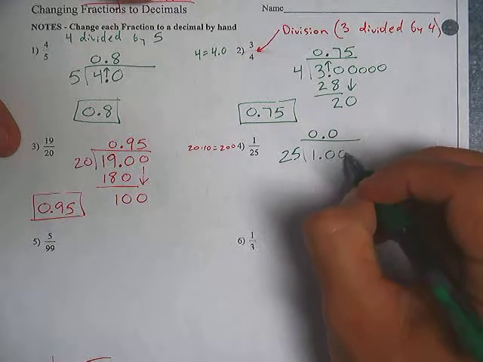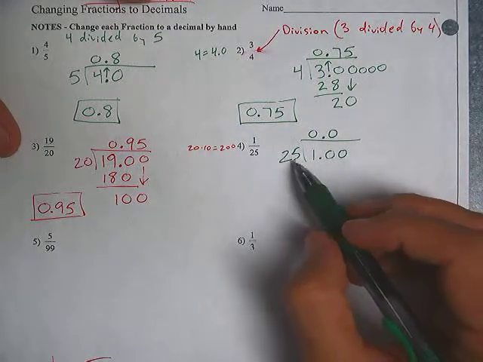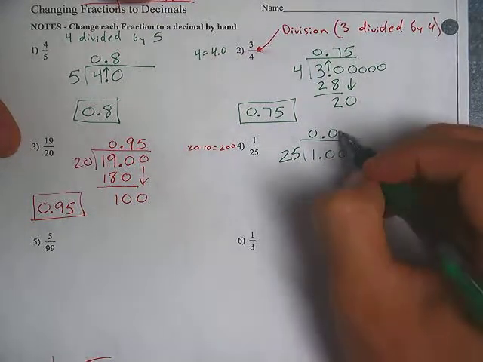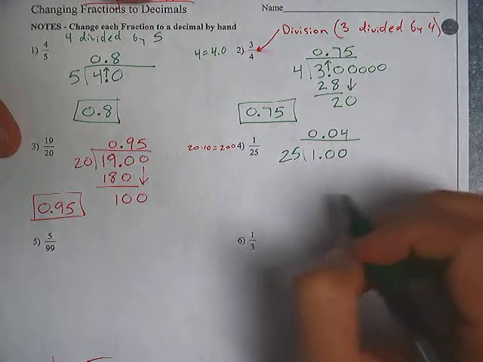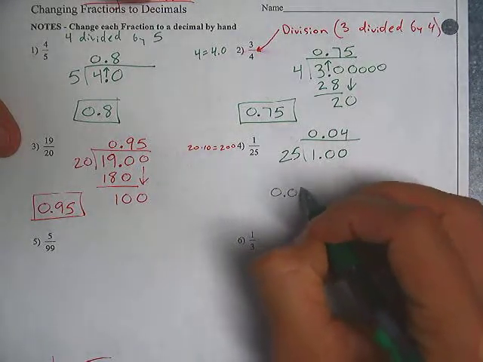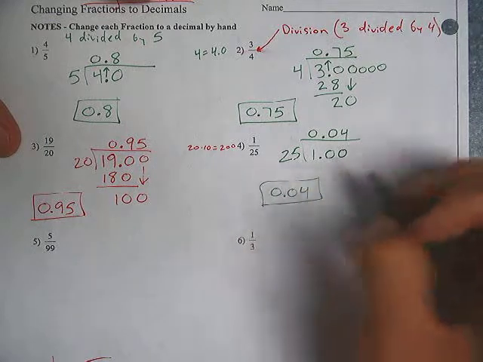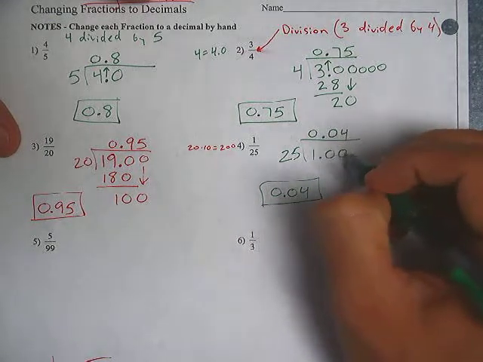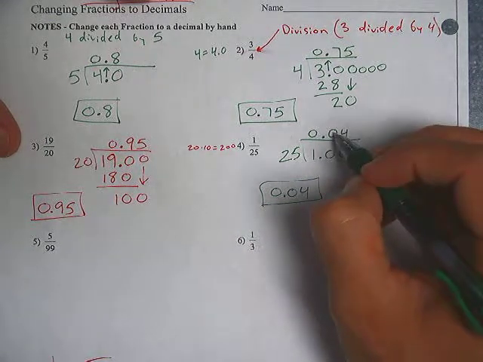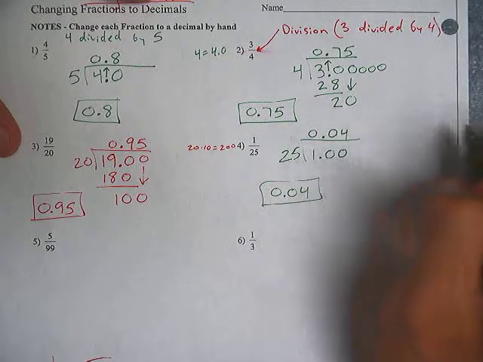Now, I need to represent that. So I need to put a 0 up here. And now I need to make this 10 even bigger so 25 can fit. So I'm going to add another 0. 25 goes into 100 4 times. Exactly 4 times. So my answer is 0.04.